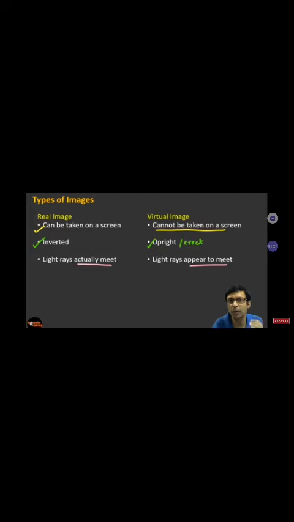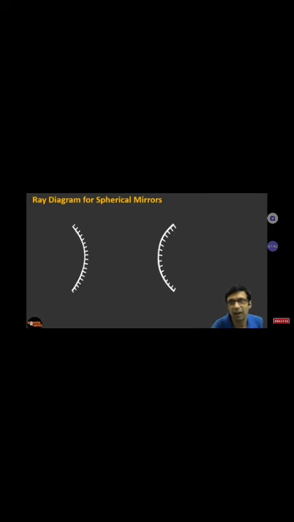And the key thing to remember is real image is always inverted. So we always say real and inverted, and virtual and upright, or virtual and erect. Okay, so please remember these very important concepts when you're reading the reflection of light chapter. Excellent. So now let's talk about the ray diagram for spherical mirrors.